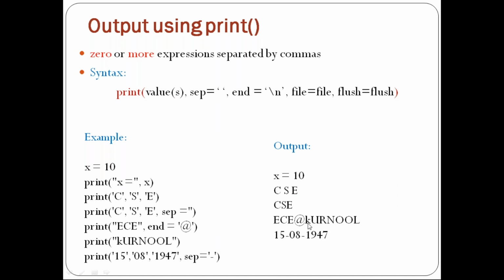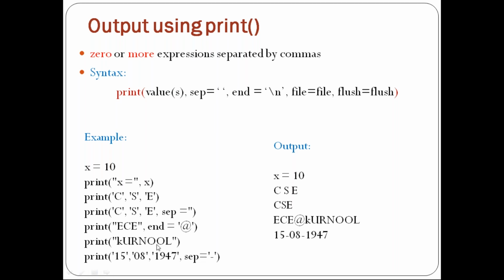Instead of doing that, control is at the end only. And when I try to print the next output, it will be printed after the @ symbol, because we are overwriting the default value of the print statement, that is the end character value. Instead of slash n, we are using the @ symbol.